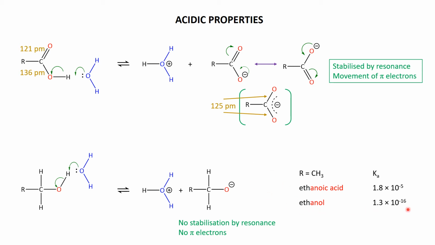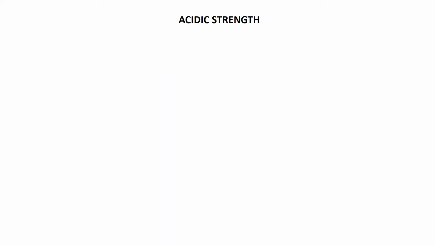Water, of course, being 1 times 10 to the minus 14. Let's stay on acidity and look at the different acid strengths of different carboxylic acids. First, let's consider just the alkyl carboxylic acids. Start with methanoic acid, in which we just have an H, Ka 1.8 times 10 to the minus 4.